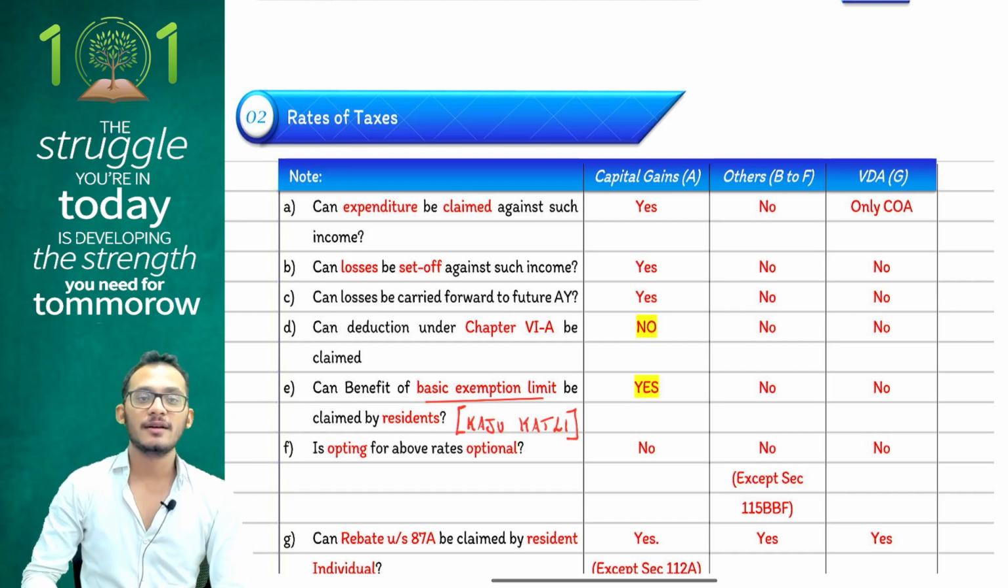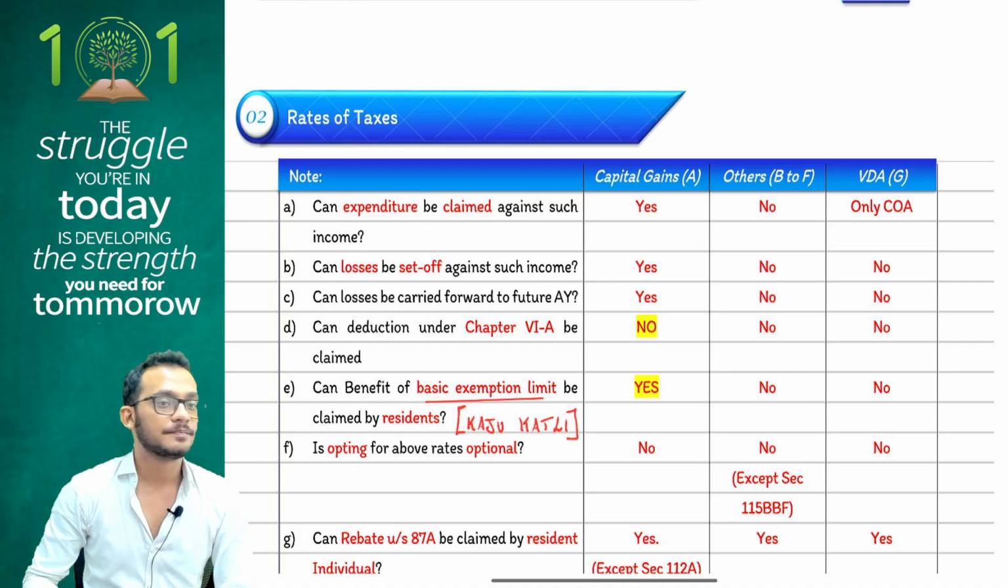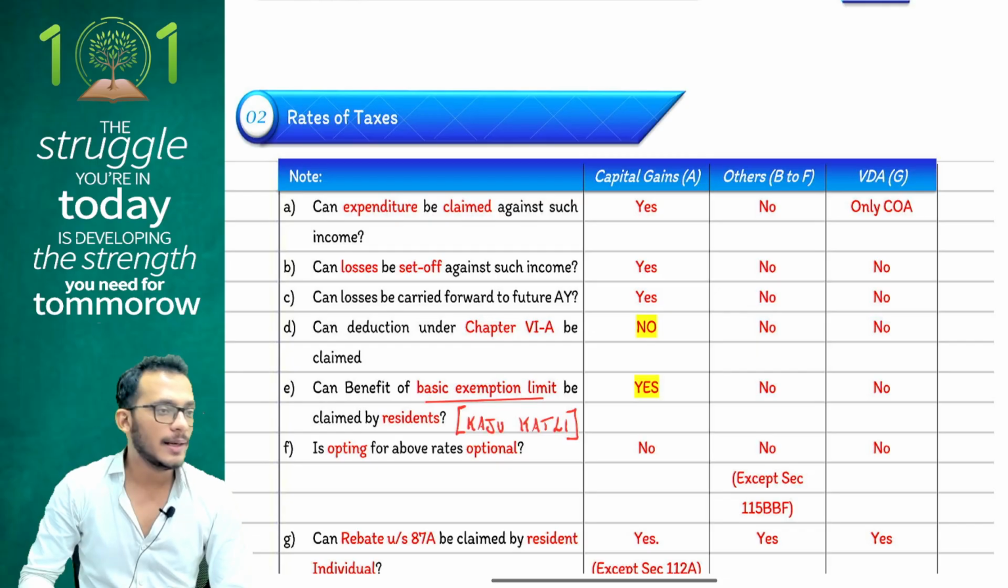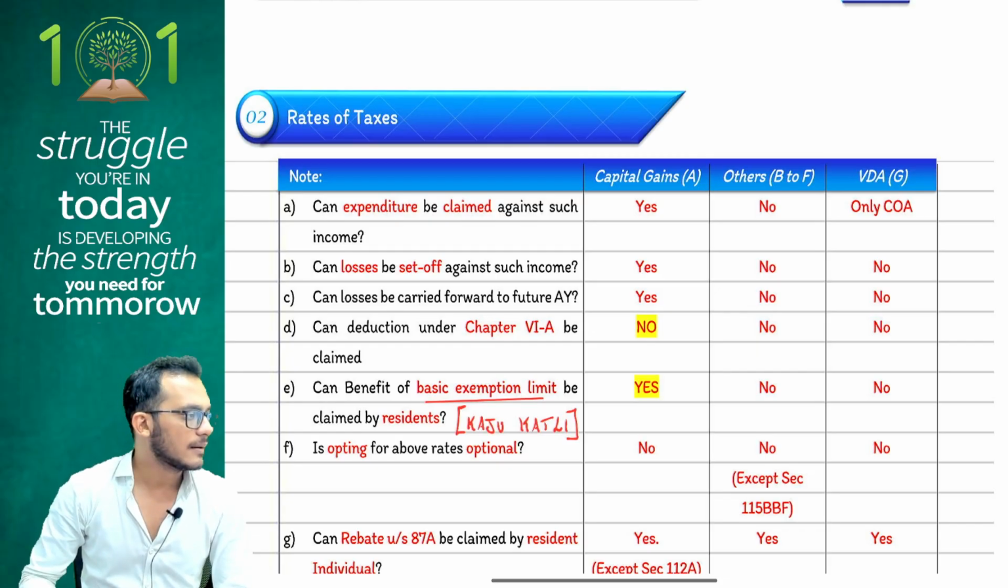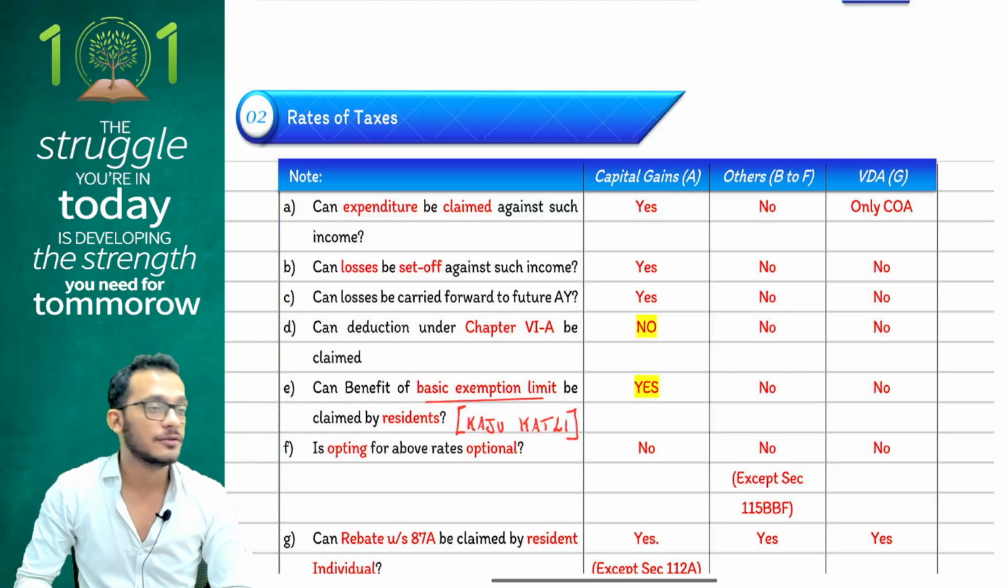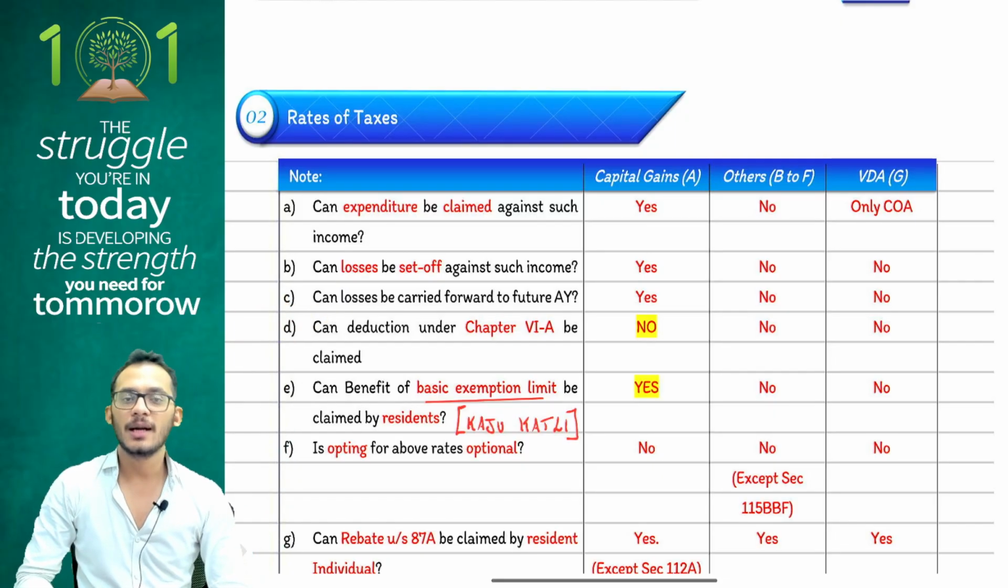Then we had something called a firm. A firm was taxed at the rate of 30 percent. The surcharge was 12 percent exceeding 1 crore. If my income is above 1 crore, I will get a surcharge of 12 percent for a firm.